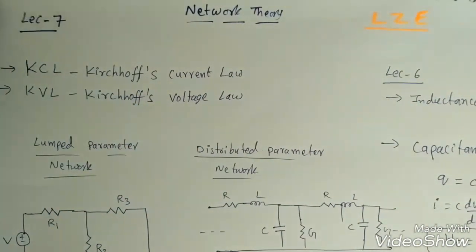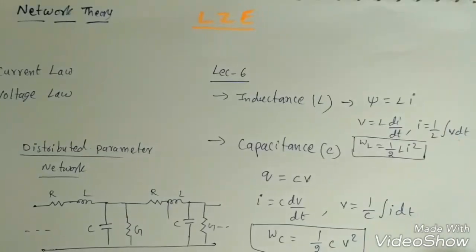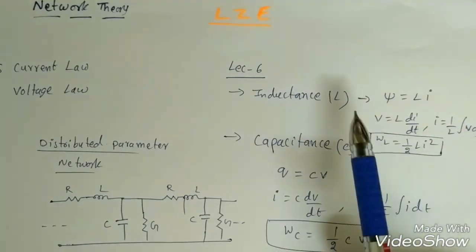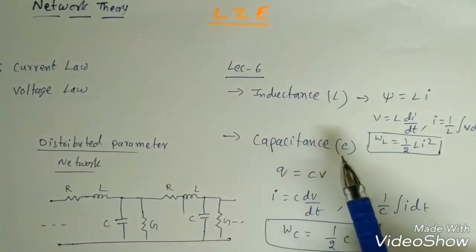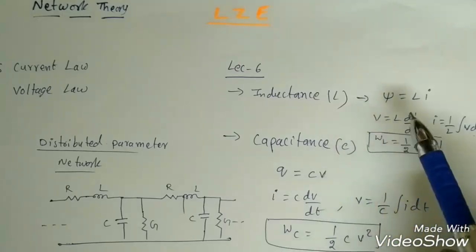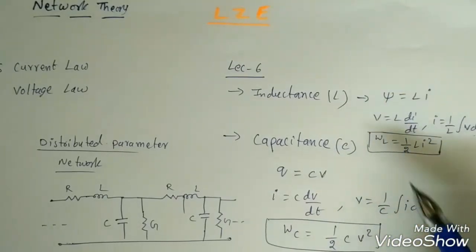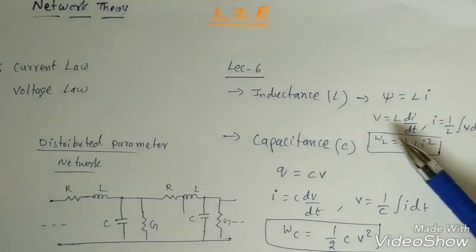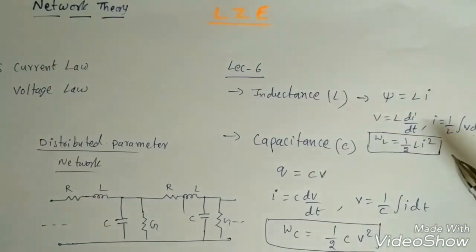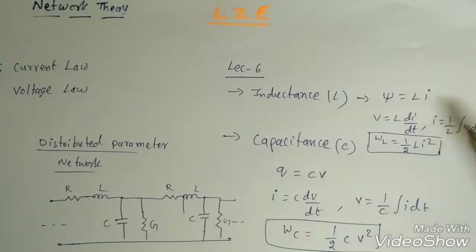Before that, what we discussed in lecture 6 were the other two parameters, the inductance parameter L and the capacitance parameter C. The magnetic flux is directly proportional to the current flowing through the inductor, and the voltage across the inductor is equal to L into di by dt. If I want to find the current, I have to integrate the voltage dt, 1 by L integration of v dt.